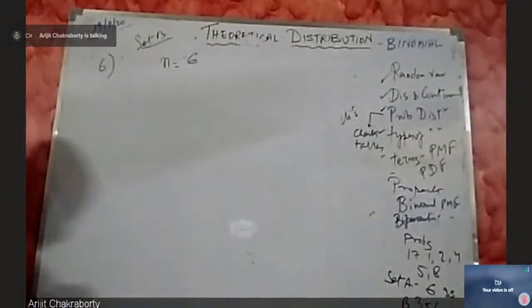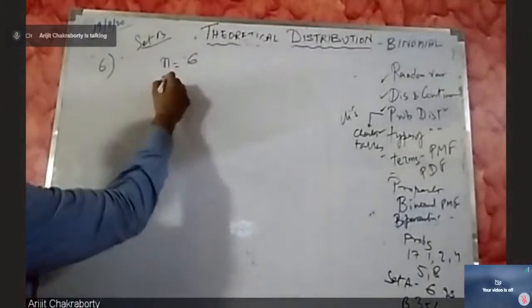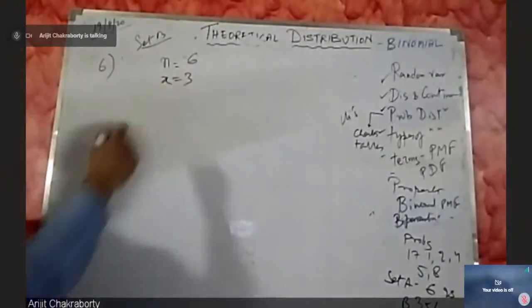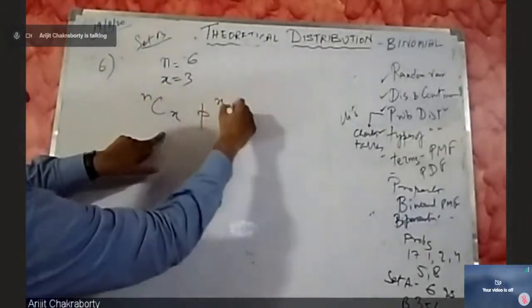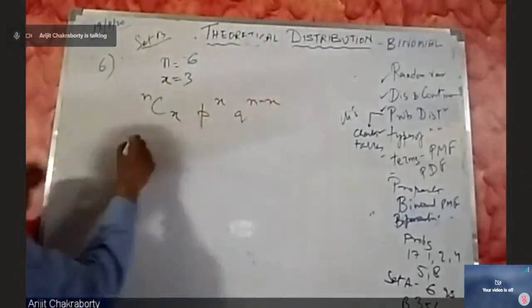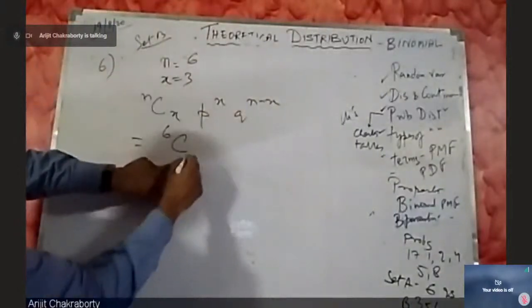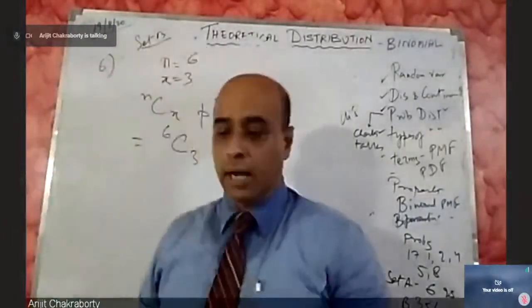Okay, N is 6, and we have to find the probability for 3 heads. So X is equal to 3. N is 6, X is 3. So we directly put the probability mass function: nCx, p to the power x, q to the power n minus x. Here n is 6, C 3.